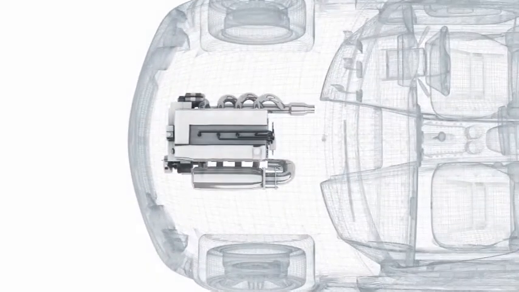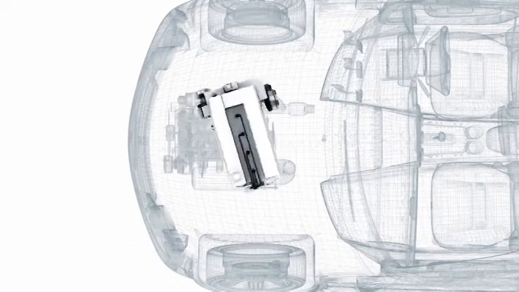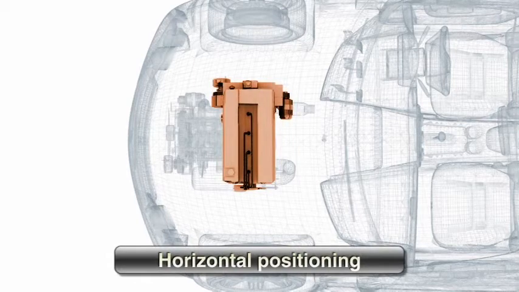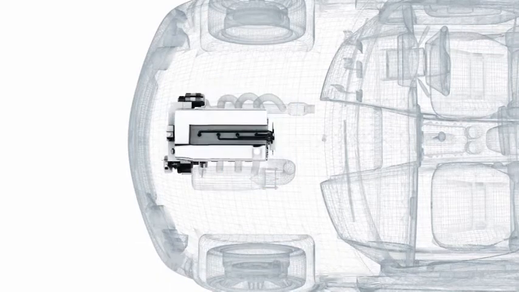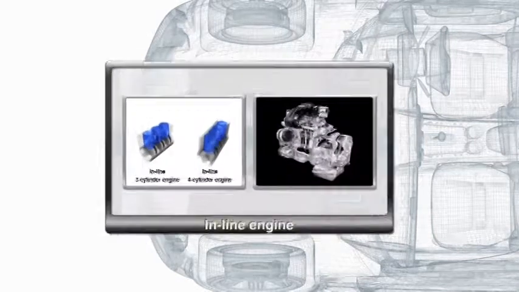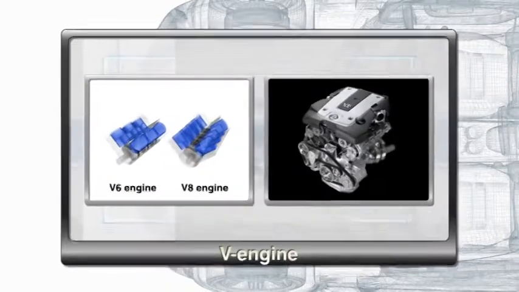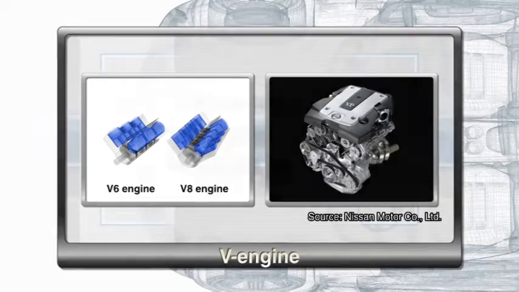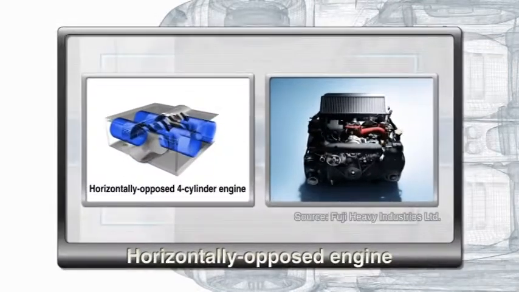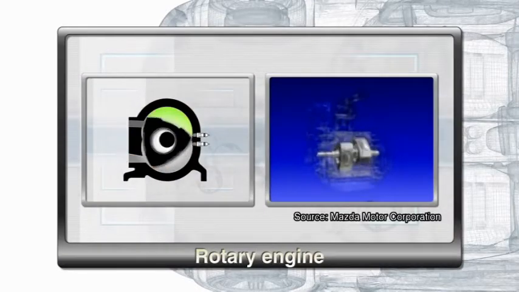The size of the engine and its relationship to the powertrain determine whether it is positioned horizontally or vertically. Other engine types and placements are determined by the number of cylinders: the inline engine, the V engine, and the horizontally opposed engine. Other types include the rotary engine.